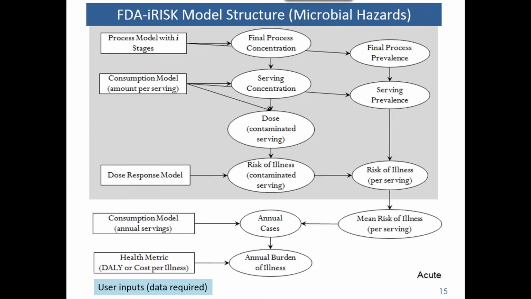Notice that in the 2 columns on the right, it shows 2 parallel tracks for concentration and the prevalence of a hazard in food. And this is done for computational efficiency. FDA-iRISK keeps track of prevalence and concentration separately until the point where the risk of illness is calculated. And I might note that this has implications for the exact equation for a dose response model, which I will get back to later.